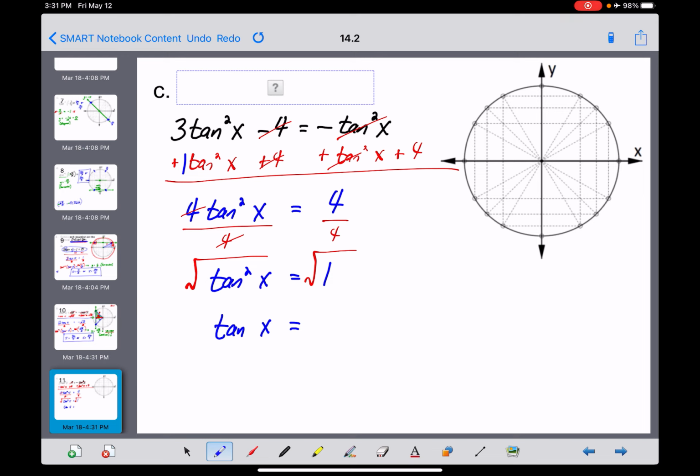Everybody's going to tell me that the square root of 1 is 1, which is true. But there's also another one. This could actually be negative 1 as well. So the tangent of x is equal to either positive or negative 1. Last step now. To get rid of the tangent, we would do an inverse tangent of the left, and again, I didn't leave myself much room here, an inverse tangent of the right.